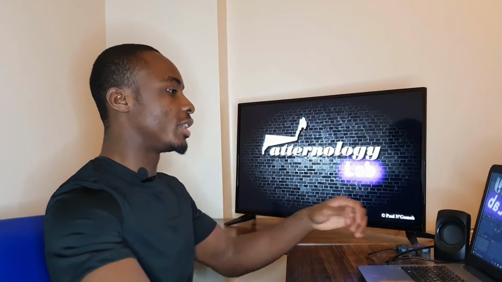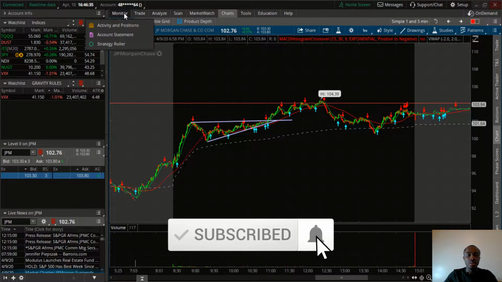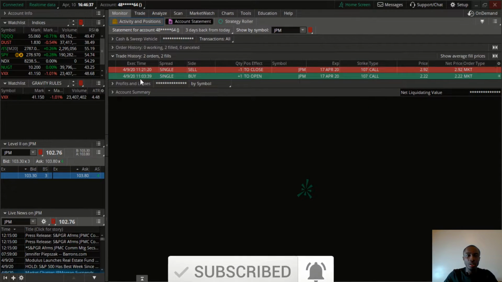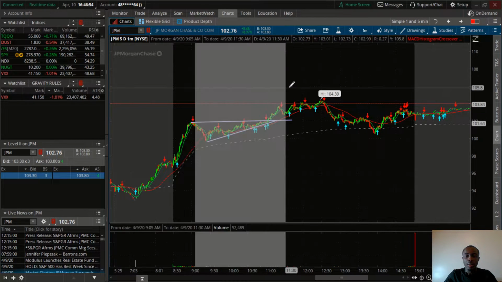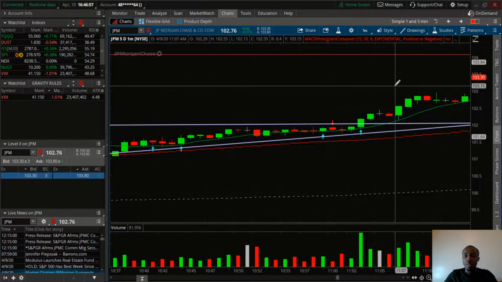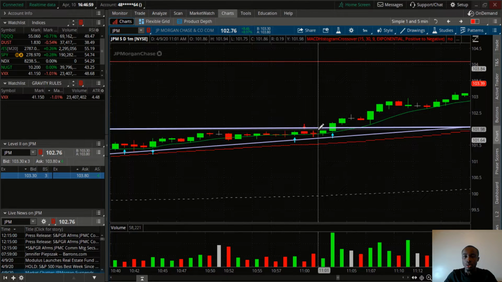The way I approached this trade was by buying calls on JP Morgan. Let's go over here on Thinkorswim and look at the monitor tab. If you look over here, we can see that I bought one call that expires next week, Friday, at the strike price of 107 for exactly $222 at 11:03:39. Now let's go back to the chart and zoom in here. 11:03:39 was right in this candle right there.